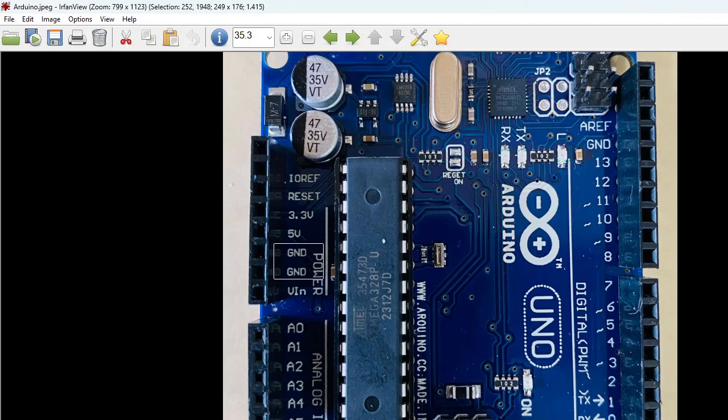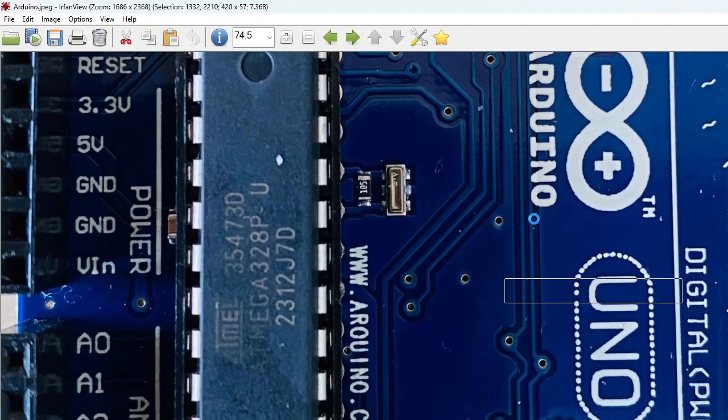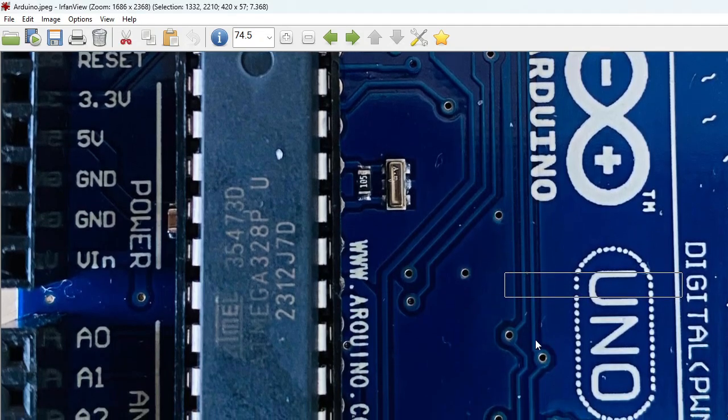And now if you see that we have 0 to 13 pins and there are 6 pins which start with the tilde sign, right? These ones. So pin number 3, 5, 6, and 9, 10, 11.